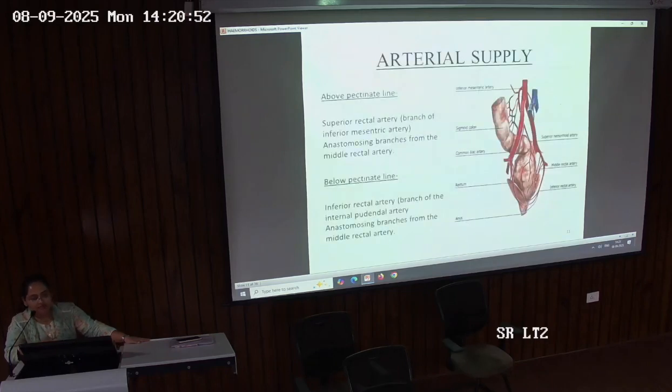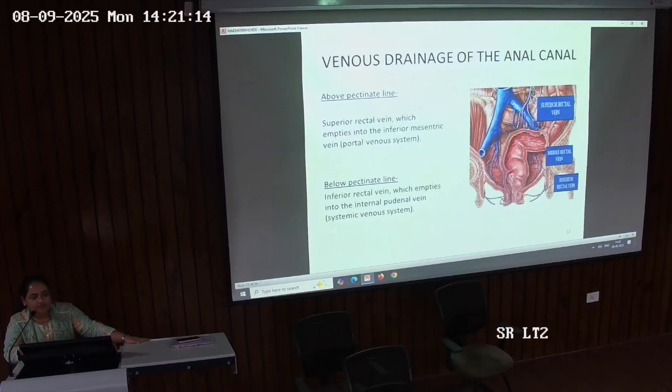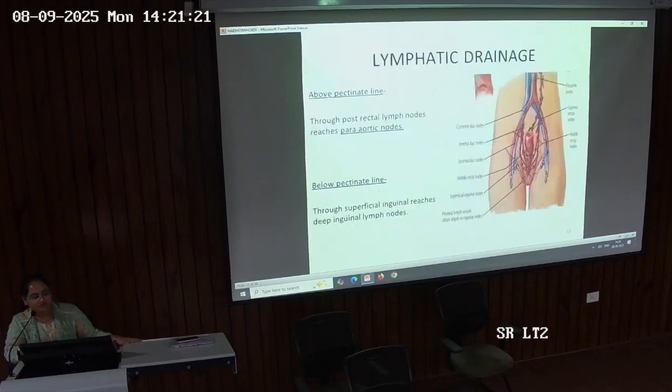What are the arterial supply? Above the pectinate line, it is supplied by superior rectal artery, which is a branch of inferior mesenteric artery, and it anastomoses with middle rectal artery. Below the pectinate line, there is inferior rectal artery, which is a branch of internal pudendal artery, which also anastomoses to middle rectal artery. Venous drainage runs along with the arterial supply: superior rectal vein, middle rectal vein and inferior rectal vein. And lymphatic drainage.